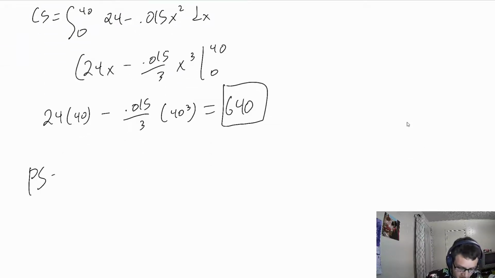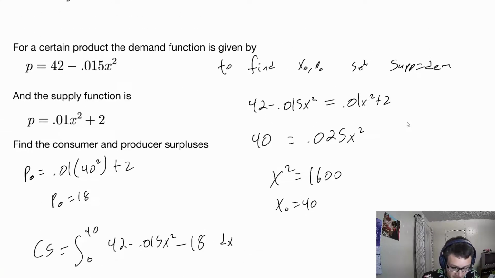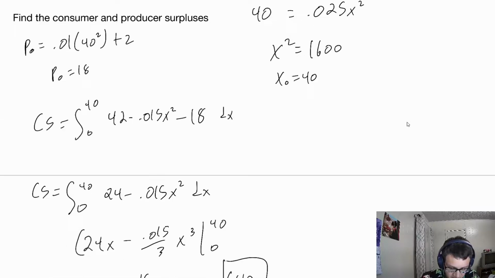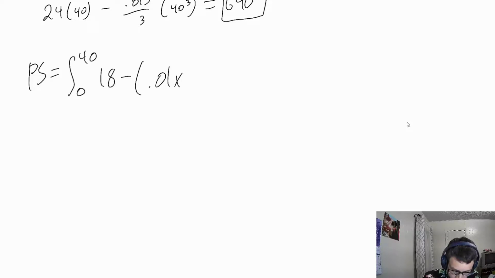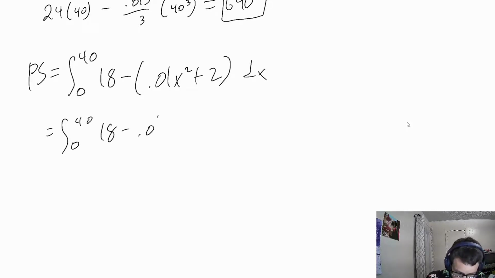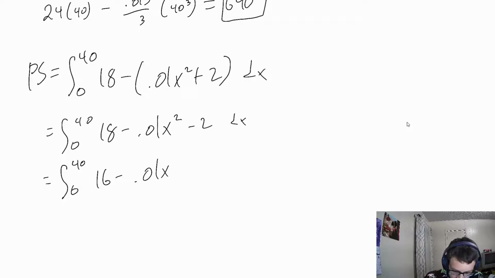To find producer surplus, remember producer surplus is the integral from 0 to x naught, which we found to be 40, of p naught, which we found to be 18, minus our supply function, which is 0.01x squared plus 2. Okay, one thing to note is we're putting the entire supply function in parentheses, because we're subtracting off the entire supply function. So we can rewrite this a little bit to give us the integral from 0 to 40 of 18 minus 0.01x squared minus 2, which is definitely the integral from 0 to 40 of 16 minus 0.01x squared.